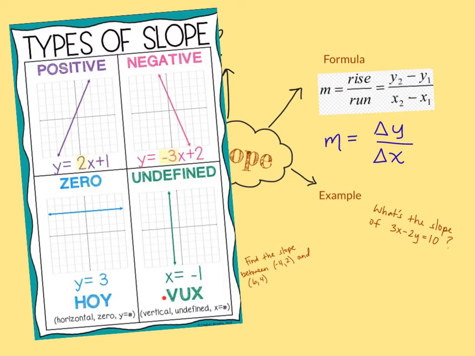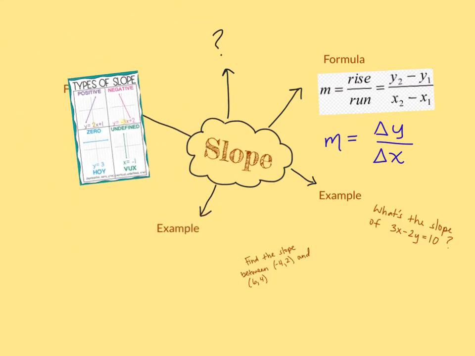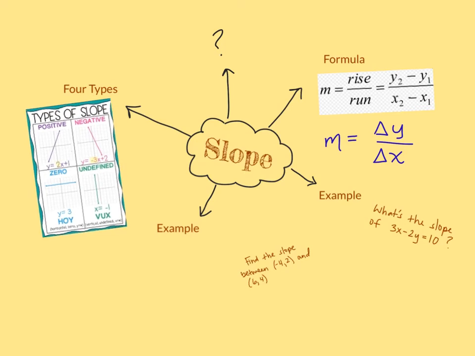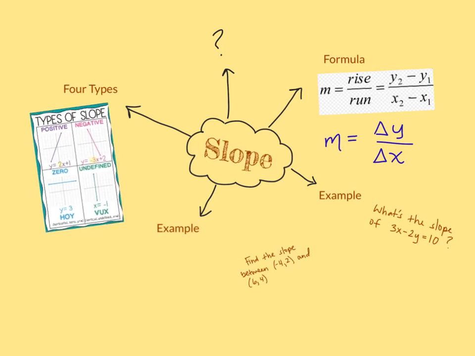And this HOY VUX is just a way that you can remember the difference between horizontal and vertical lines. HOY stands for horizontal, zero slope, and it's always of the form y equals a number. VUX is similar. V is for vertical, U means the slope's undefined, and it's of the form x equals a number. Then we have a few examples. Our first example is down here.